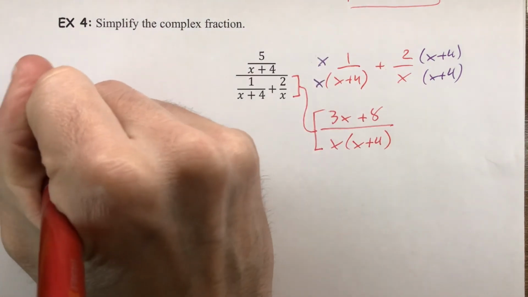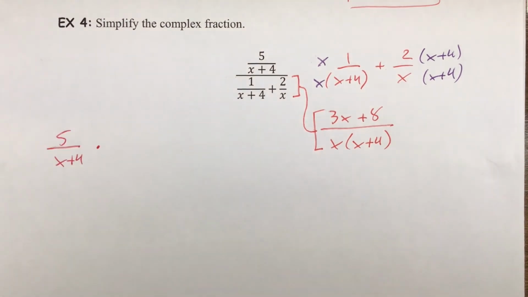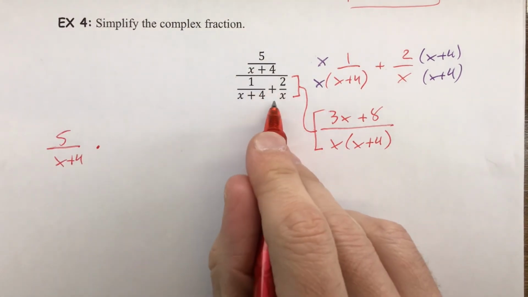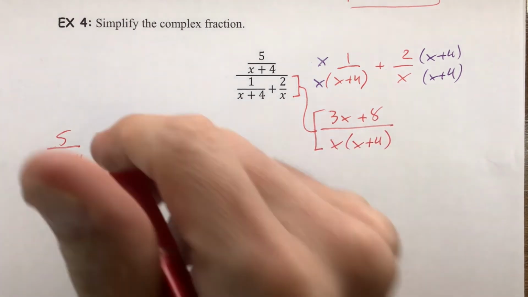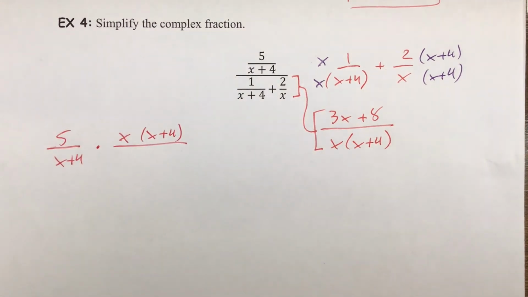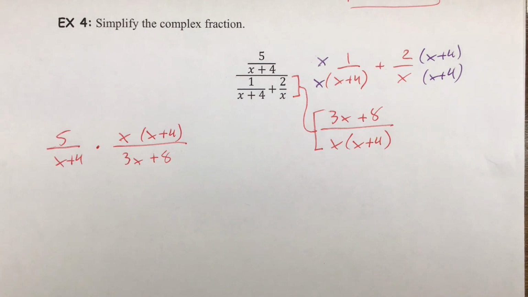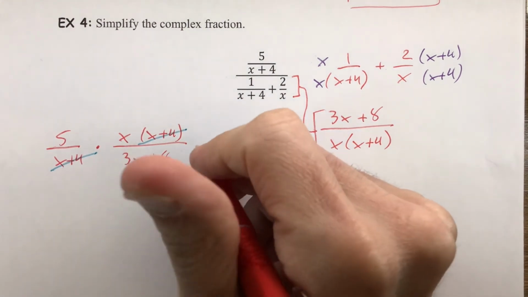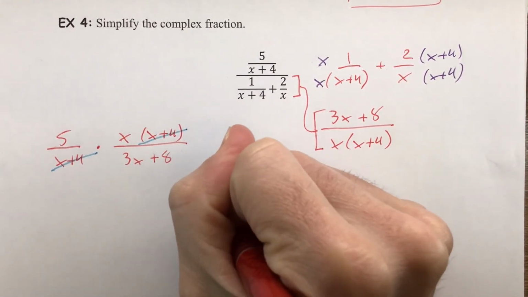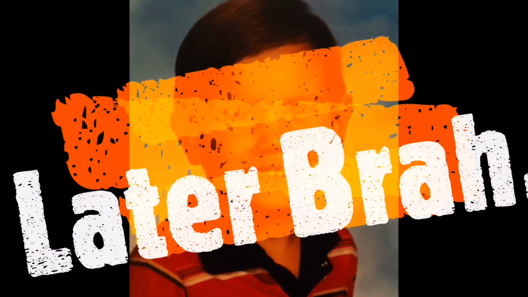We're going to take the 5 over x plus 4, and we're going to multiply it by the reciprocal of the denominator, which is the reciprocal of this. Okay, so you got x plus 4 for the top, over 3x plus 8. And you're going to notice that we did end up with one common factor, which is here. So you can cancel those out, and you're left with 5x over 3x plus 8. And that's it.